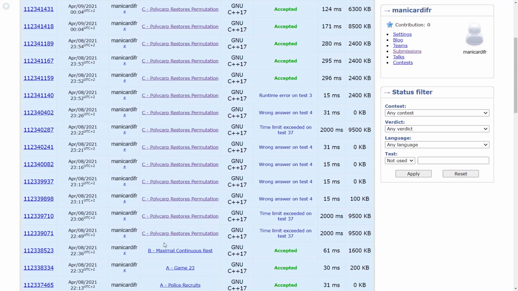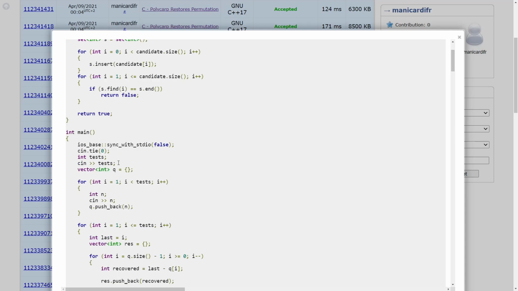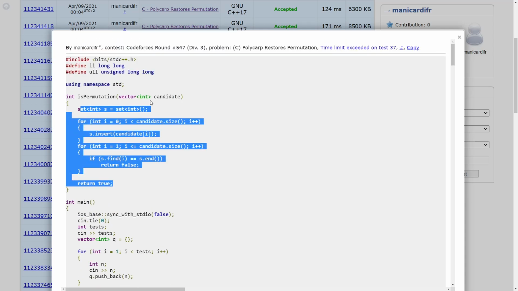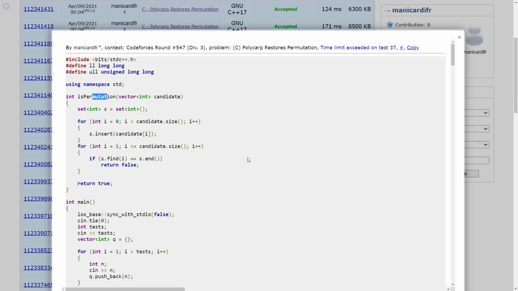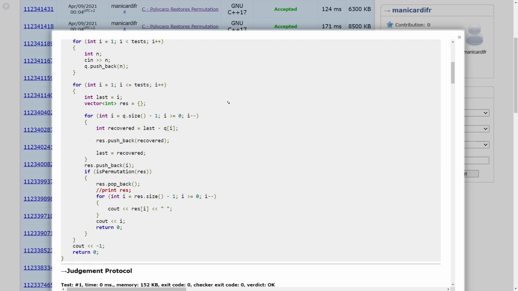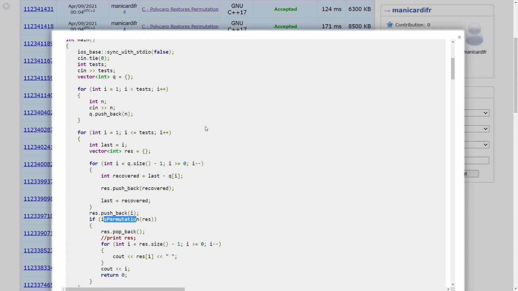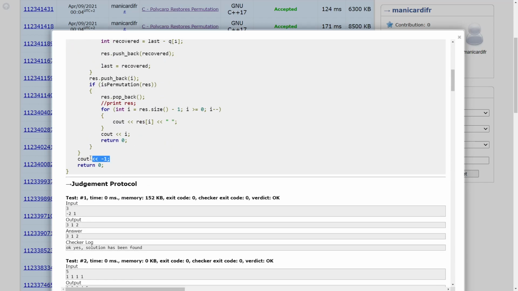So I tried that here. Here I'm just taking the input. This is just a function that checks if a candidate vector is indeed a permutation of the first n natural numbers. Then I loop through all of the possible last values, recover the whole permutation, check if it is actually a permutation, and if so, print it. I repeat that until I possibly find one, and if I don't, I output -1, because it means that it's impossible.